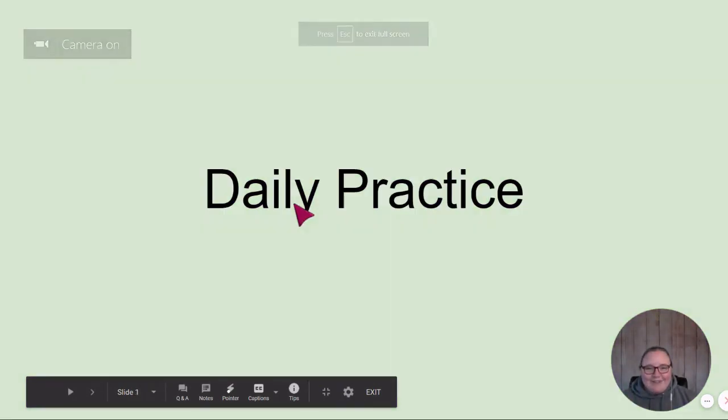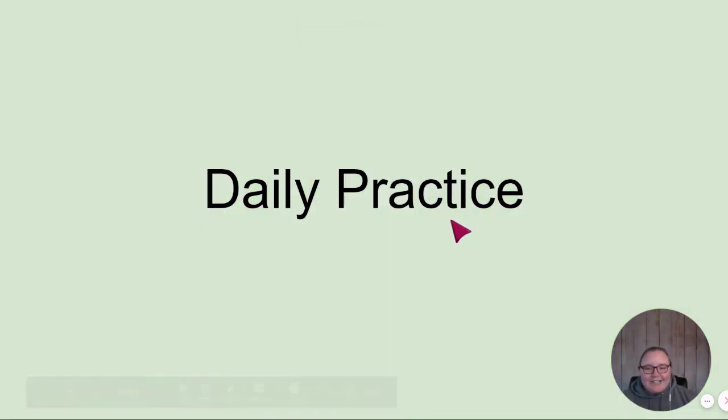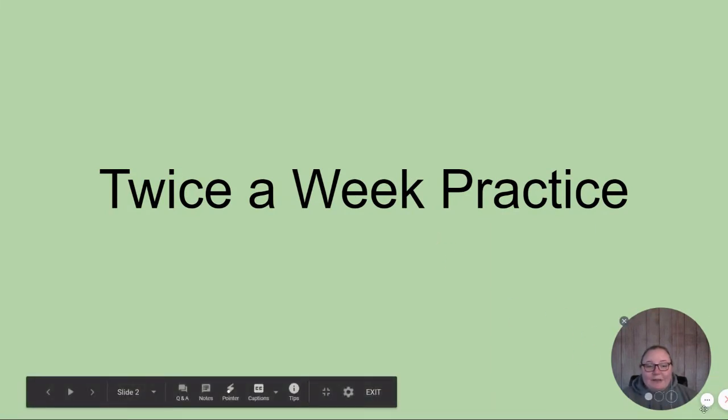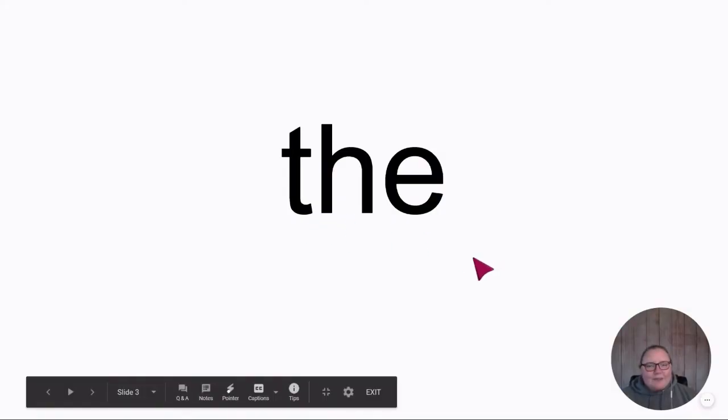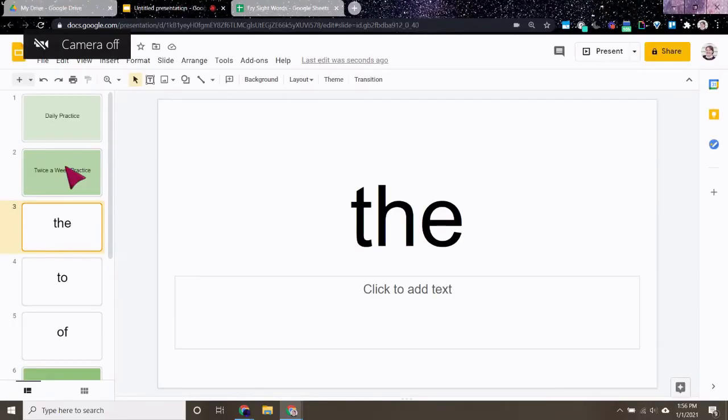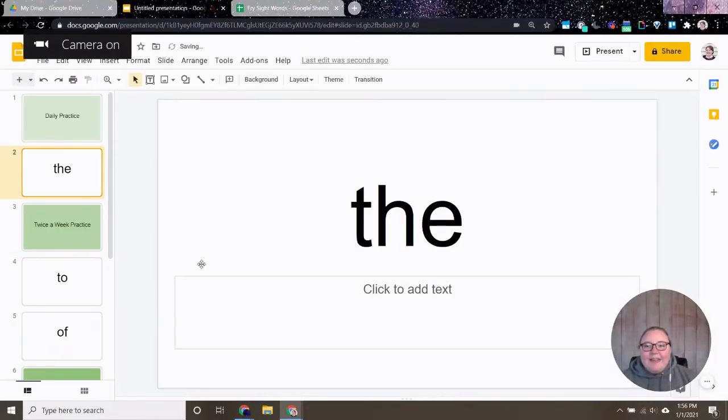I showed you how I introduce my new words in the daily practice section, and then I get to this section, and it is for twice a week practice. And I say, we learned these words last week. What's this word? The word, and they'll say the, and I'll say, what did we say is the tricky part about spelling the word the? And they may or may not remember that E represents the sound. And if we need to, we review it. And if they cannot read the word at all, I move it back up to daily practice for the rest of the week. And then we try again.